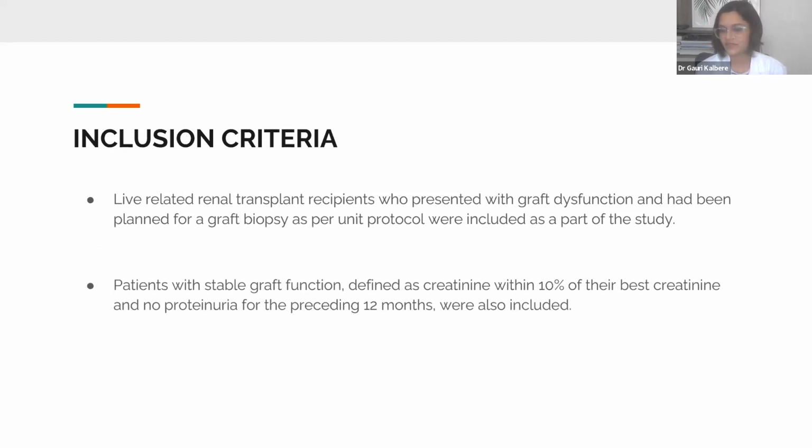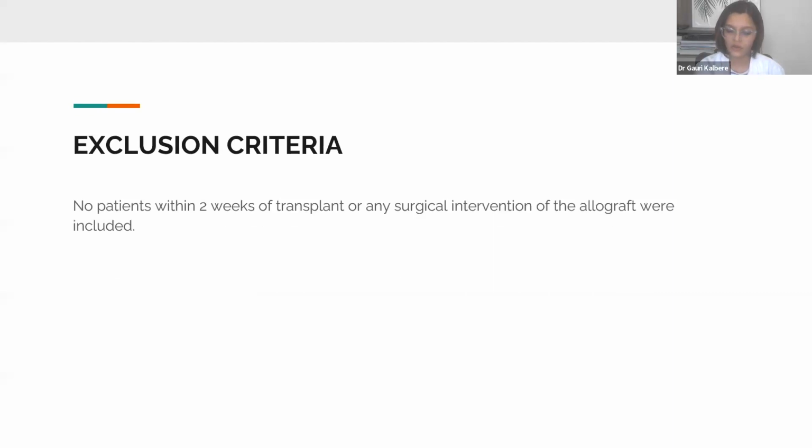Now, stable graft function was defined as creatinine within 10% of the best creatinine and no proteinuria for the preceding 12 months. They were also included because we need controls as well. And for exclusion, no patient within 2 weeks of transplant or with any surgical intervention was included, because any surgical intervention would again provoke the release of cell-free DNA, and that would mask our findings. Post-transplantation, these values peak after 2 weeks and then subside, so we would like to exclude that from our criteria.